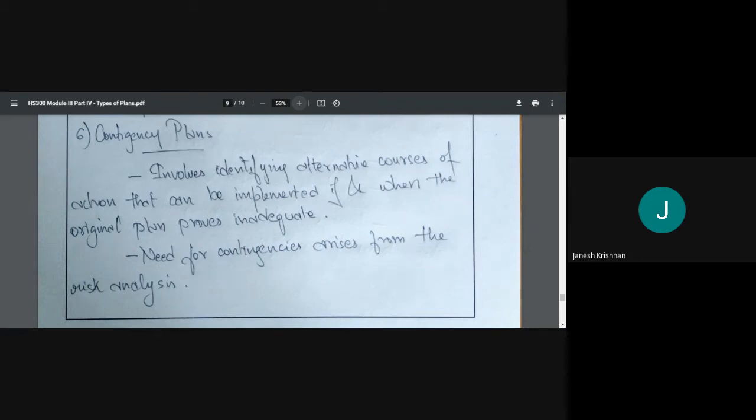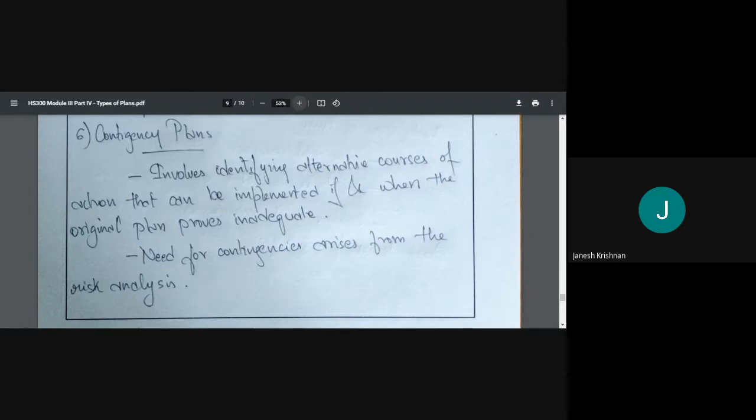ഓക്കെ. നമ്മളെ ആദ്യത്തെ പ്ലാൻ, ഇപ്പൊ 1000 rupees തന്നു, പോക്കറ്റ് മണി തന്നു. 1000 rupees ആണ് for you to spend. Okay, 1000 bucks are for you to spend. And if by any chance you fell short, 1000 എത്തിയില്ല എന്നുണ്ടെങ്കിൽ you can take it from the extra amount. If your original plan proves inadequate, the amount proves inadequate, then you can take it from the extra amount which your parents have given. A contingency plan involves identifying alternative courses of action that can be implemented if and when needed.